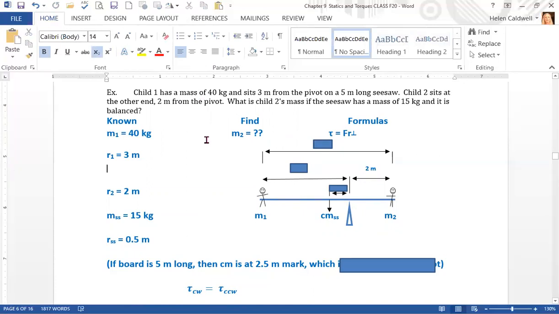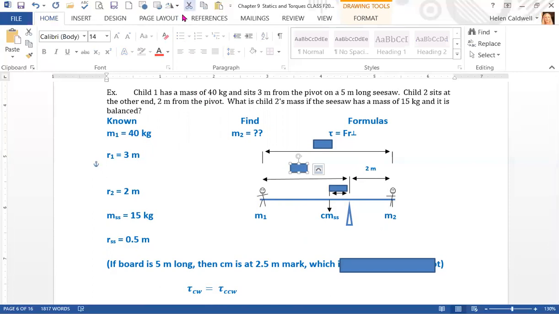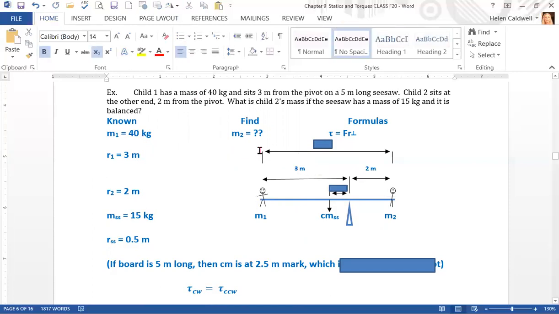All right, got that. So we know that M1 is 40 kilograms. We know that child 1 sits 3 meters from the pivot. So I'm going to put that in my picture. And we know the total length is 5 meters. How do I know that? Well, they told us it was 5 meters long. I'm going to put that in my diagram. With seesaw problems and with torque problems in general, a picture is really important. So child 1 is 3 meters from the pivot. Child 2 is 2 meters from the pivot.